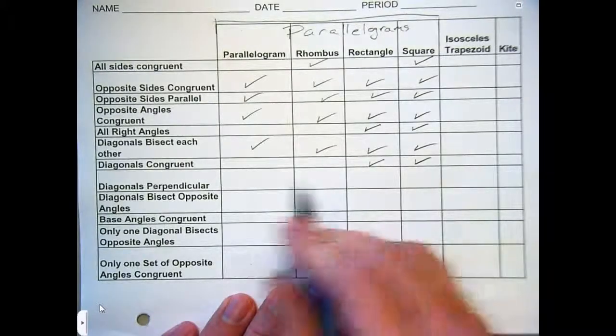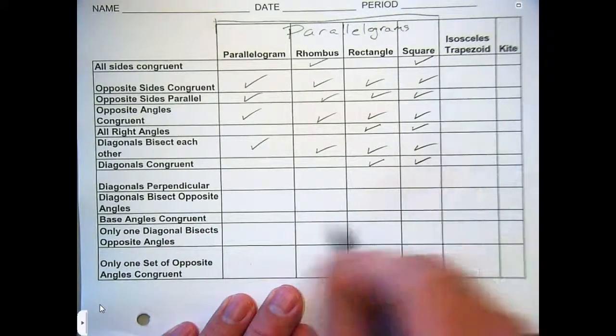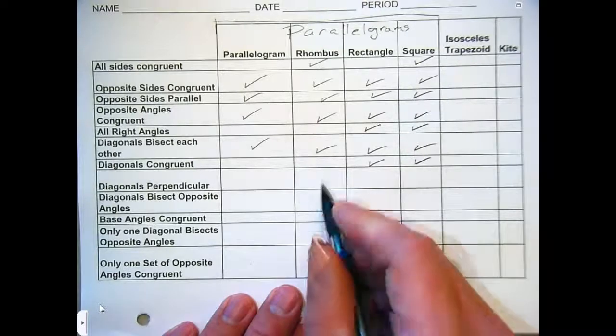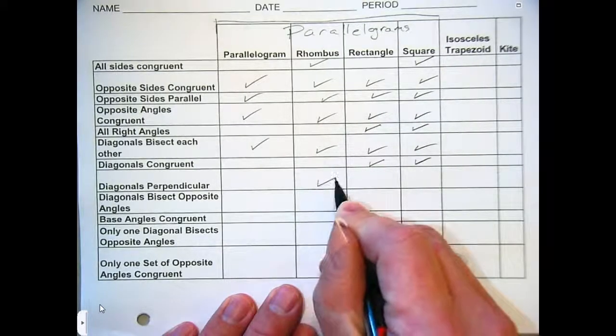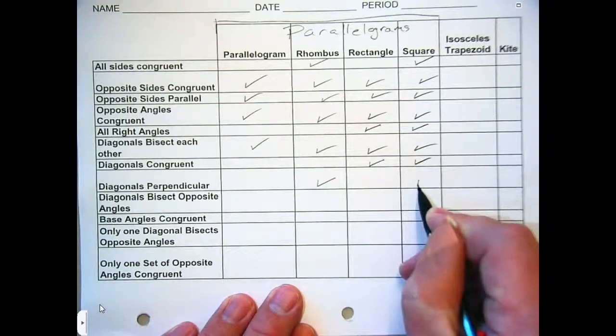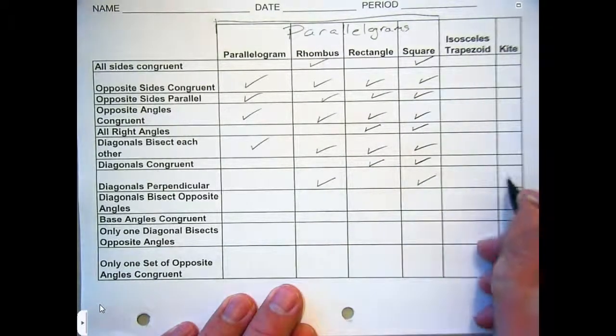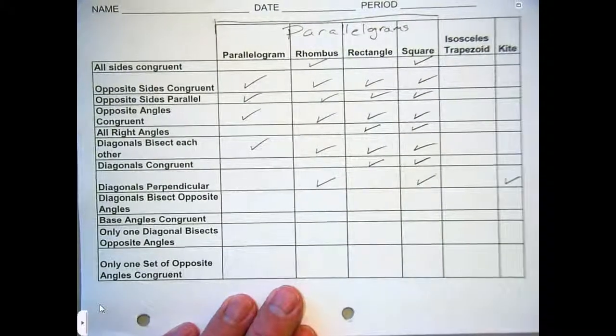Okay? Diagonals are perpendicular. They cross at right angles. It happens in a rhombus and in a square because they're the same, but it also happens in a kite.